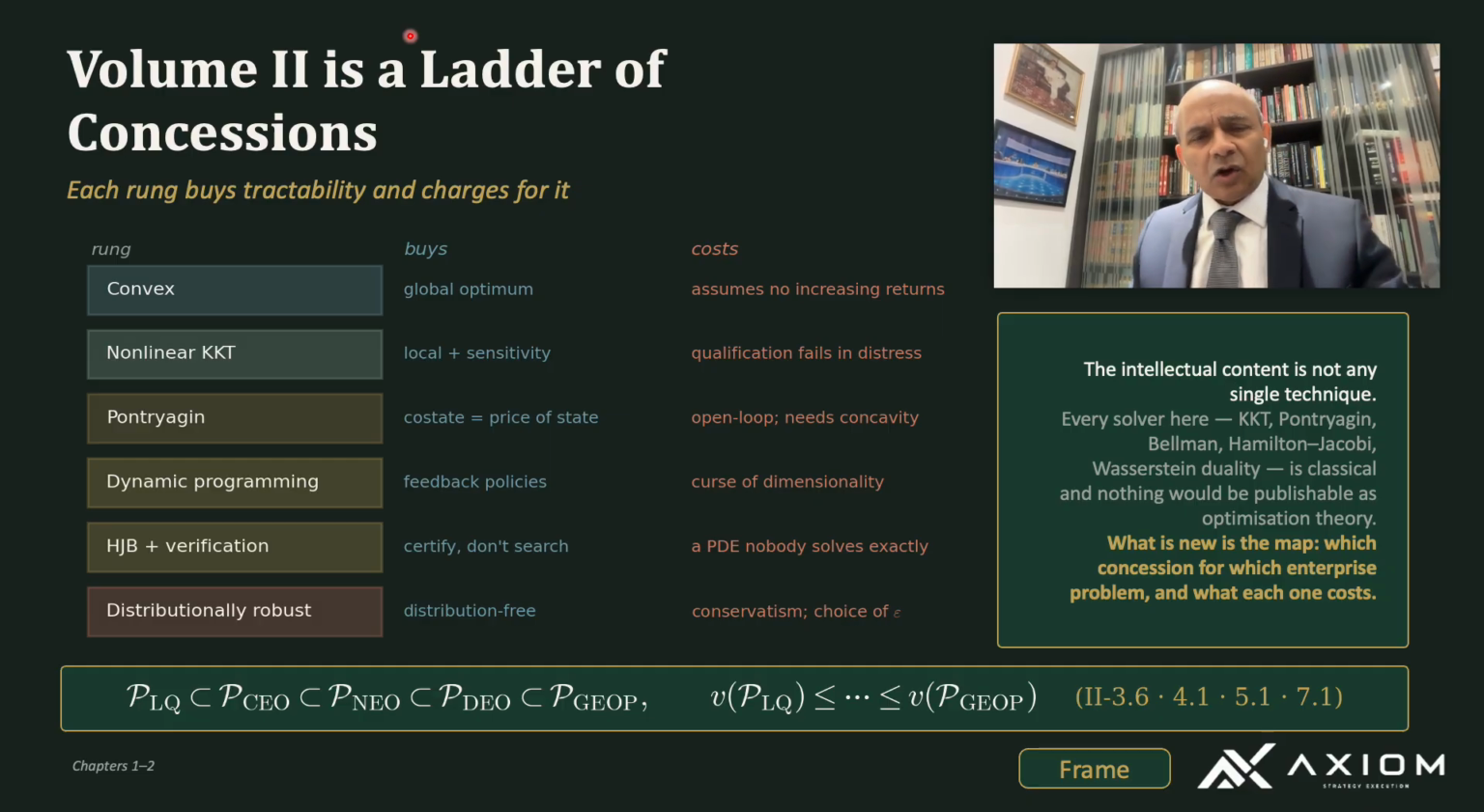So the intellectual content of Volume 2 is not any single technique. Every one of them is classical. It's really the map of which concession you should make for which enterprise problem and what each one costs you.